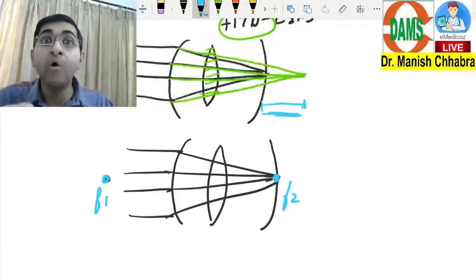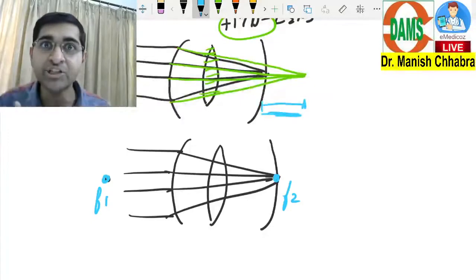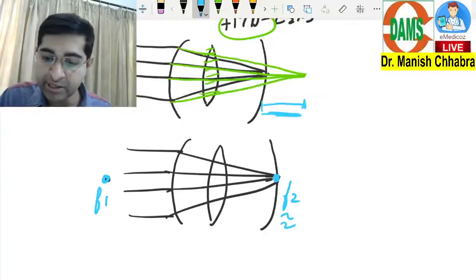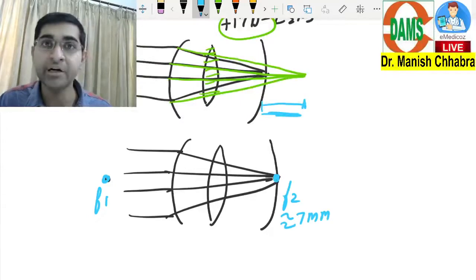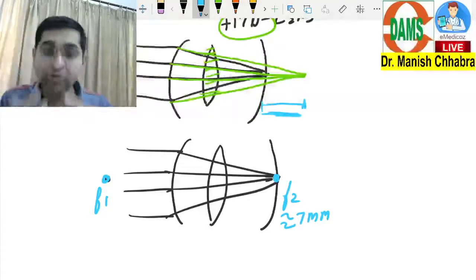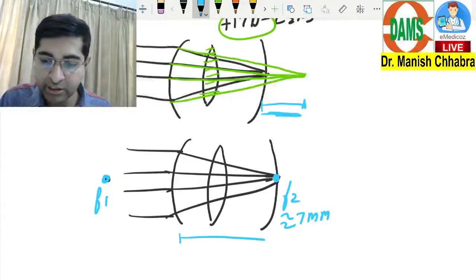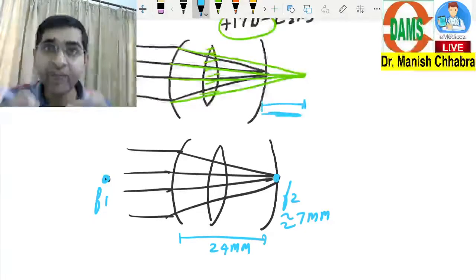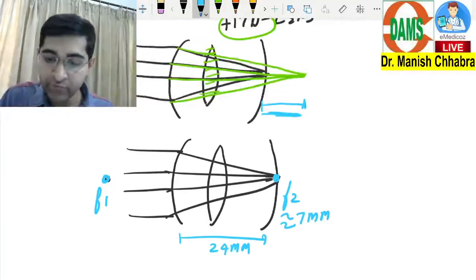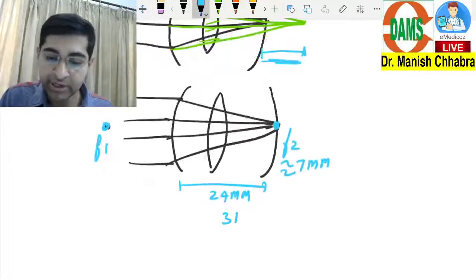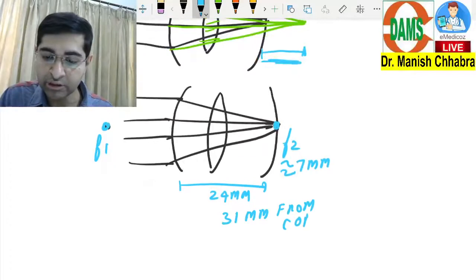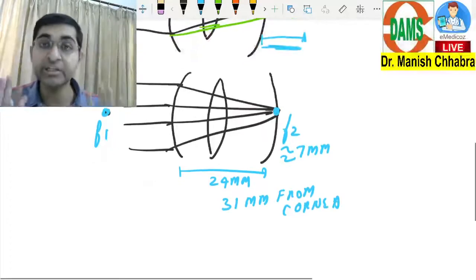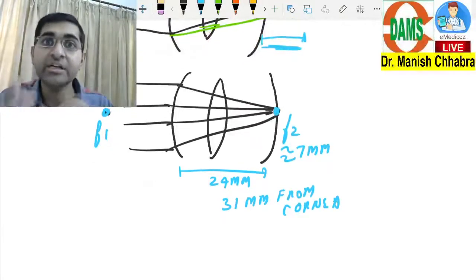So how much will this shift be? This will be approximately 7 millimeter. The normal anterior-posterior length of the eyeball is 24 mm. So now the light ray will fall at a distance of 31 millimeter from the cornea. Is it clear? So this is the shift in the second focal point.